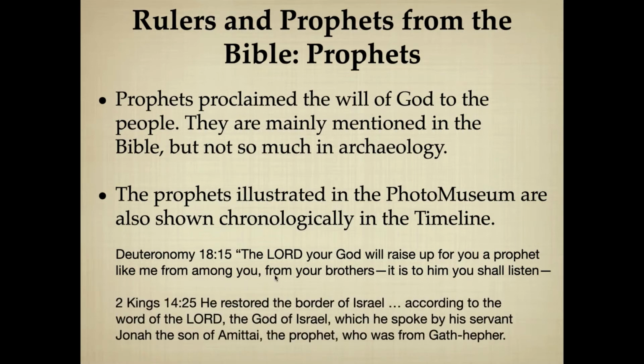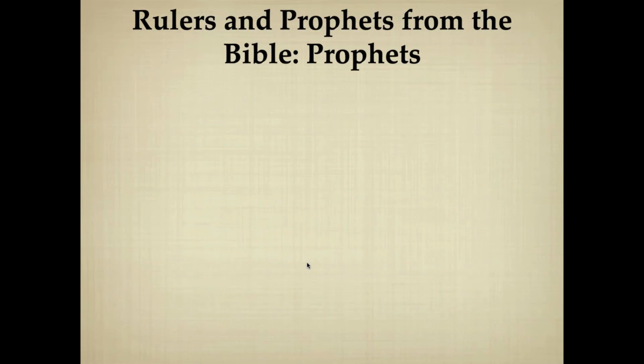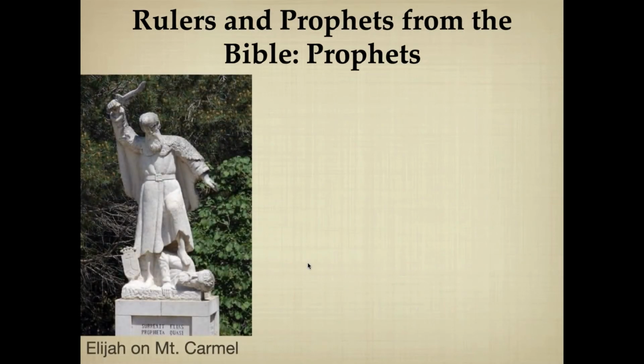And in 2 Kings, it talks about the prophet Jonah, which we also have a book of. It at least says that this is the same Jonah, the son of Amittai. He restored the border of Israel according to the word of the Lord, the God of Israel, which he spoke by his servant Jonah. And it says specifically the prophet who is from Gath-hepher. So there are some prophets. There are lots more in the Bible. That one's a tough one to illustrate, but here are a few examples.